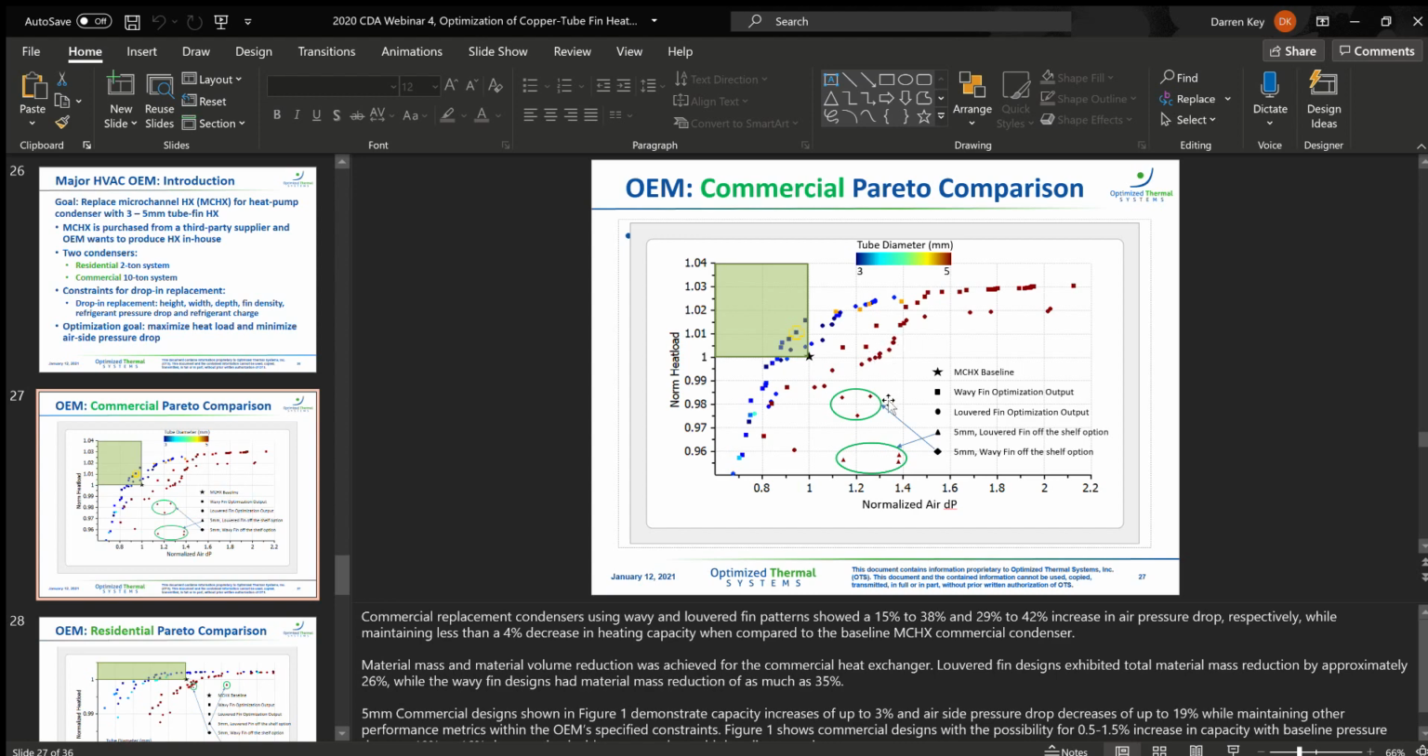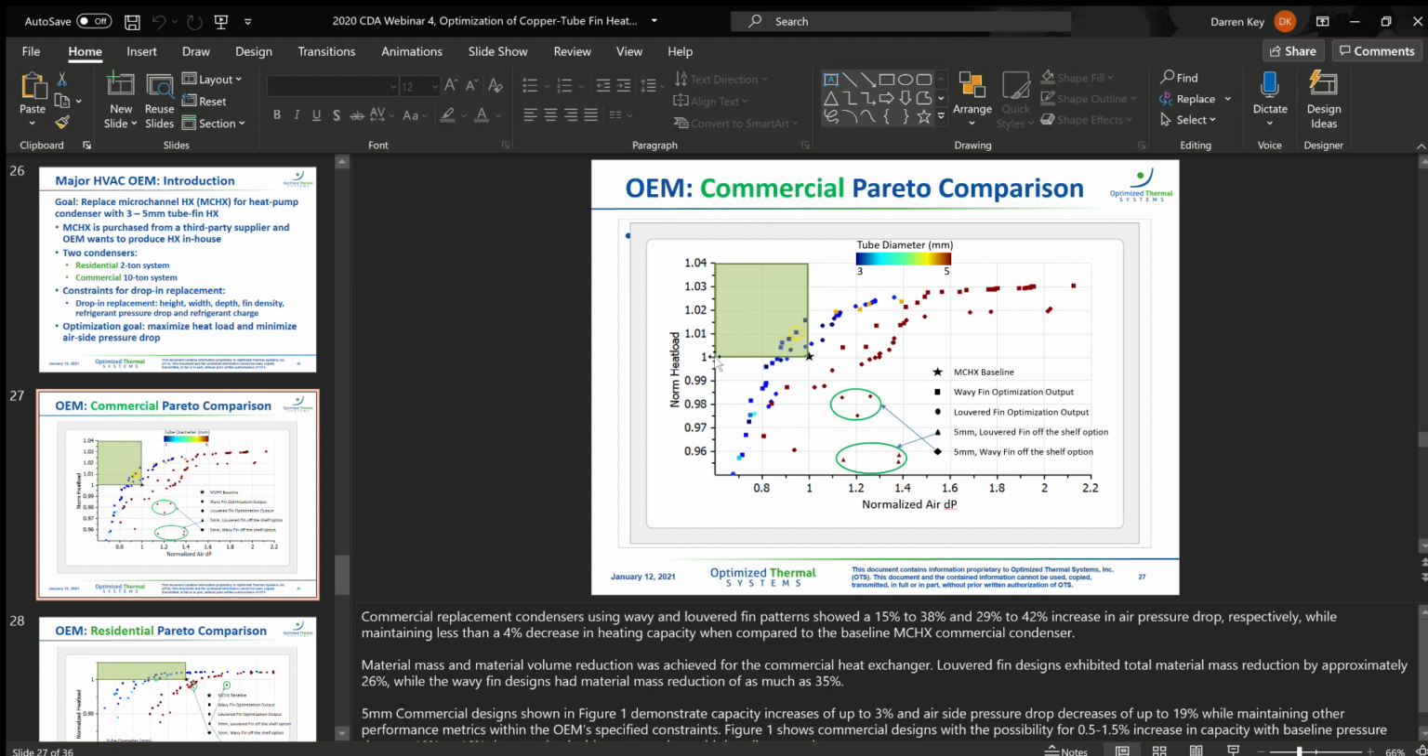This was actually a two-part study. In the first part of the study, the client wanted to see what the maximum capability would be of a smaller diameter, a 5mm tube heat exchanger with off-the-shelf fin designs. So this batch here, these three right here, was wavy off-the-shelf fin designs, and then this is using louvered off-the-shelf fin designs.